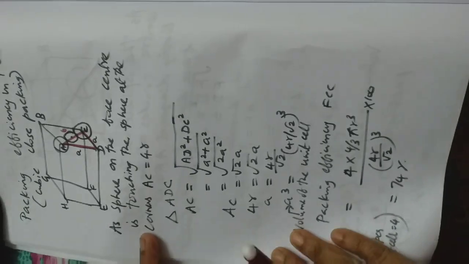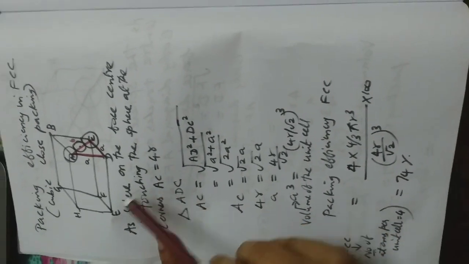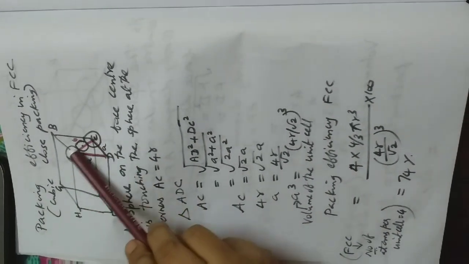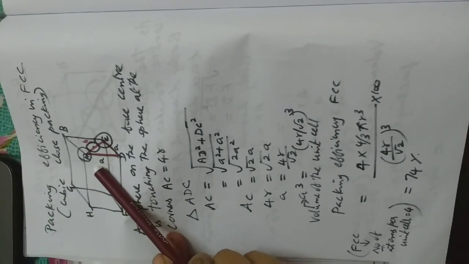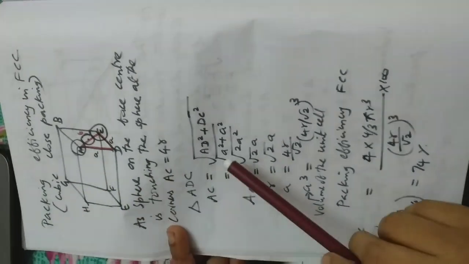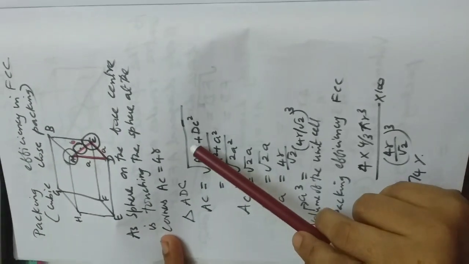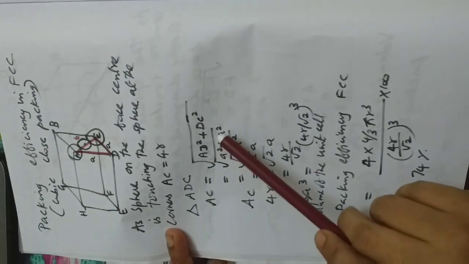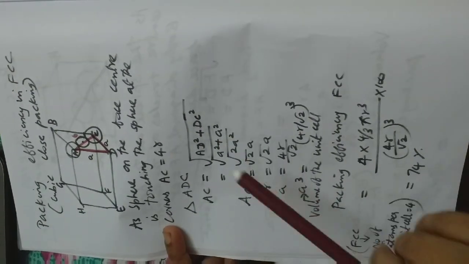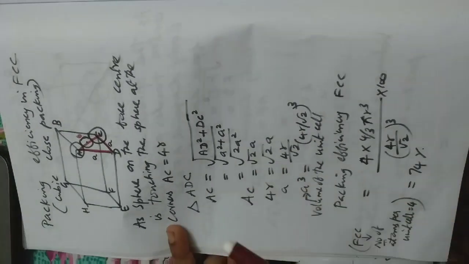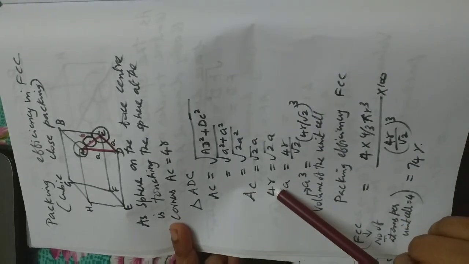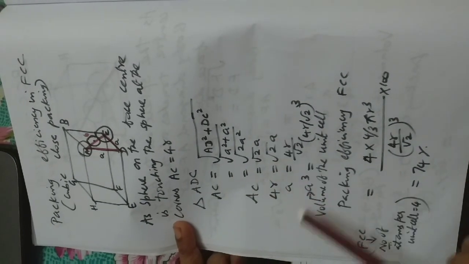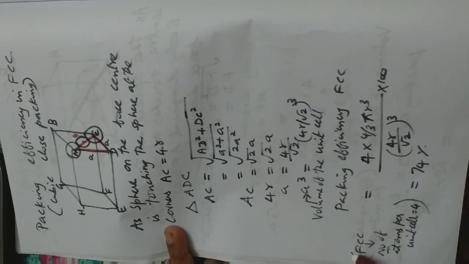This AC is nothing but 4R, and how will you calculate AC? Using the Pythagoras theorem in the triangle ADC. I am taking the triangle ADC, and this distance is taken as A and this distance is taken as A. So AC is equal to square root of AD square plus DC square, that is square root of A square plus A square, square root of 2A square, that is root 2A. AC is root 2A. And what is AC? It is 4R. So 4R is equal to root 2A. So A is equal to 4R divided by root 2. And what is A cube? You have to cube it. That is nothing but the volume of the unit cell.